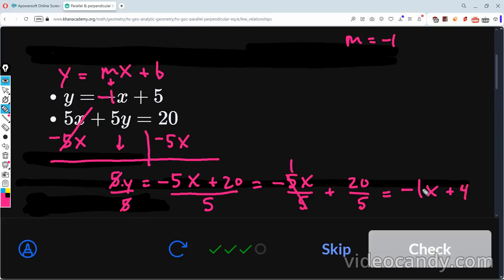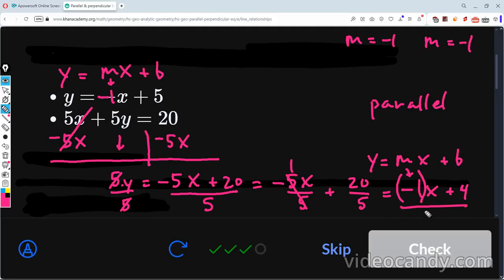This is in the form of y equals mx plus b. So the slope m is the number that's times x. We can clearly see right here the number that's times x is negative 1. So the slopes match. Are they parallel? Well, let's just make sure they're not the same line. Here we have negative 1x plus 4.